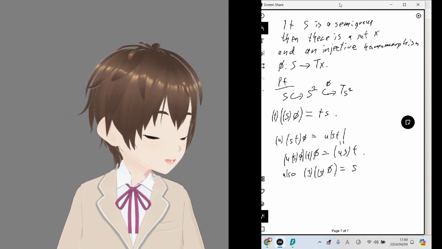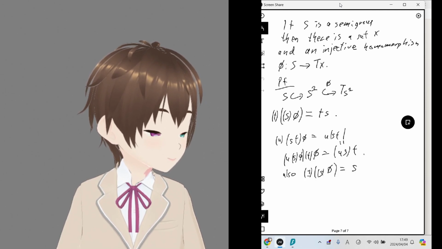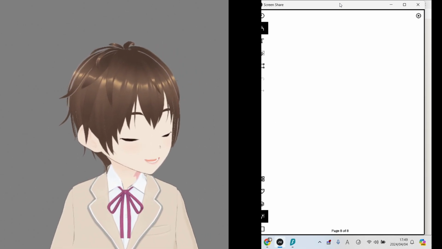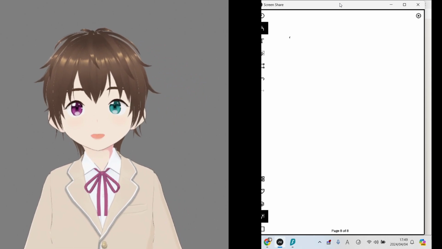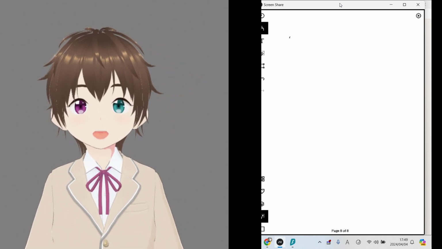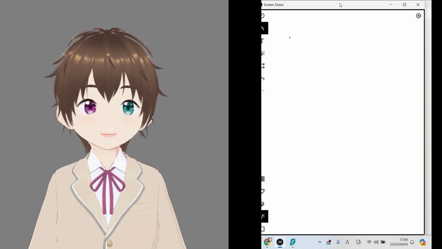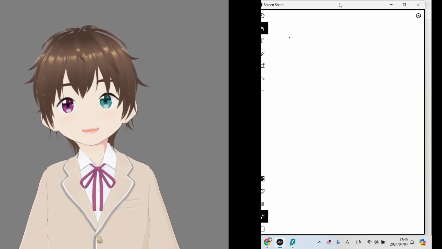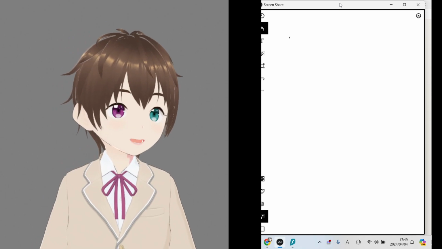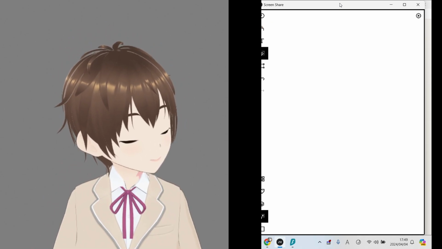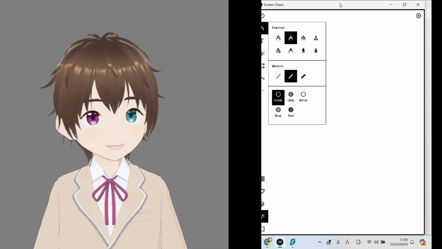Okay, so that's the basic stuff of semigroups and monoids. Okay, so how do we go about studying these things? Well, we want to study these things using what's called Green's relations, which essentially tell us how close our semigroup is to being a group. Okay, so how do we define Green's relations?